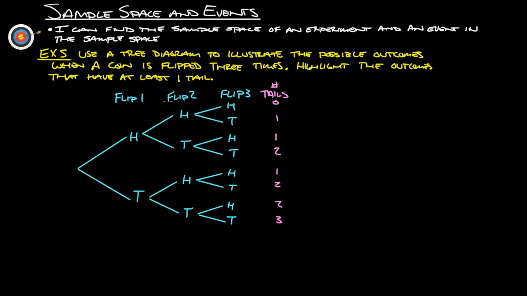So highlight the outcomes that have at least 1 tail. That is going to be all of these here, right? This is the end of all these branches, right? So all these have at least 1 tail. Okay, so all these, the only one that doesn't work is heads, heads, heads.